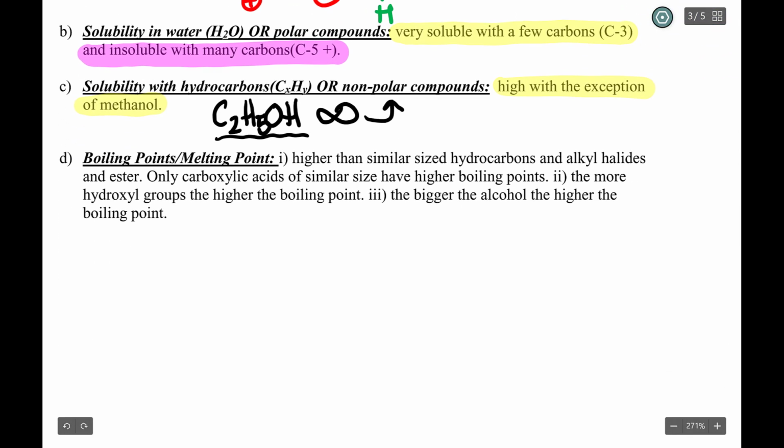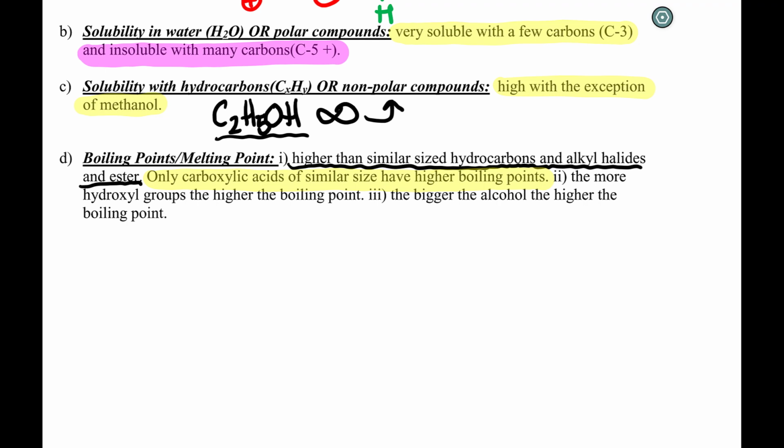Now, because of their hydroxyl group and their polarity, they have higher melting points and boiling points than alkyl halides and esters, as well as all hydrocarbons. Only carboxylic acids of similar sizes have higher boiling points. Other things to keep in mind, the more hydroxyl groups, the higher the boiling point. So for instance, something like a propan-1,2,3-triol would have a very high boiling point. You can almost add 100 degrees for every extra hydroxyl group.